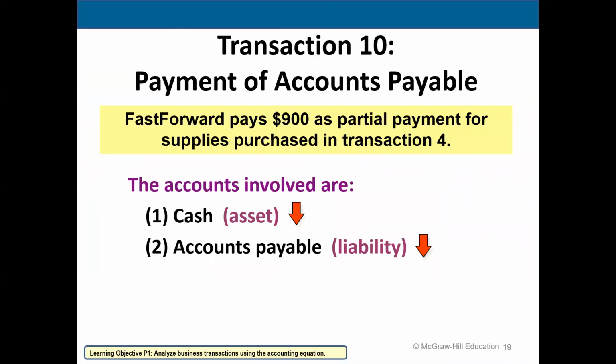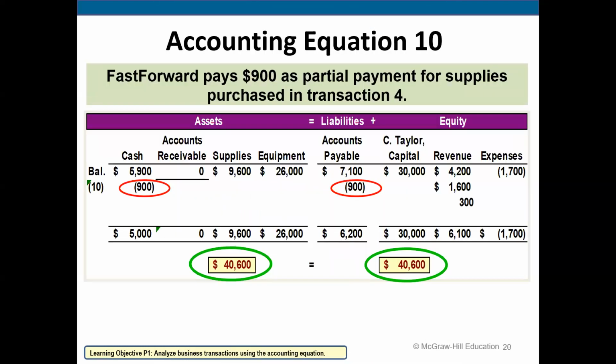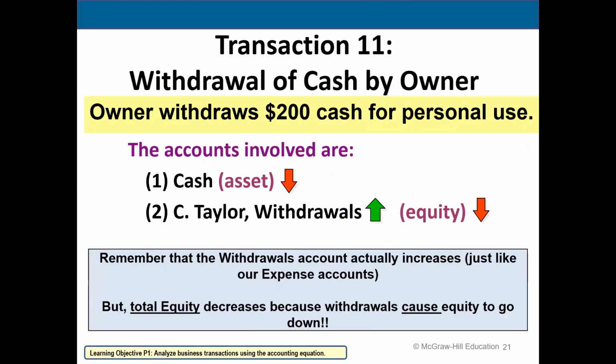All right, transaction 10, we pay $900 as a partial payment for the supplies we purchased back in transaction 4. If you remember, we got supplies but hadn't paid for them yet. So if we're paying for it, what's happening? Our cash is going down, and our liability, accounts payable, is also going down. So again, we'll see a decrease to cash and a decrease to accounts payable, and our overall equation will all be in balance.